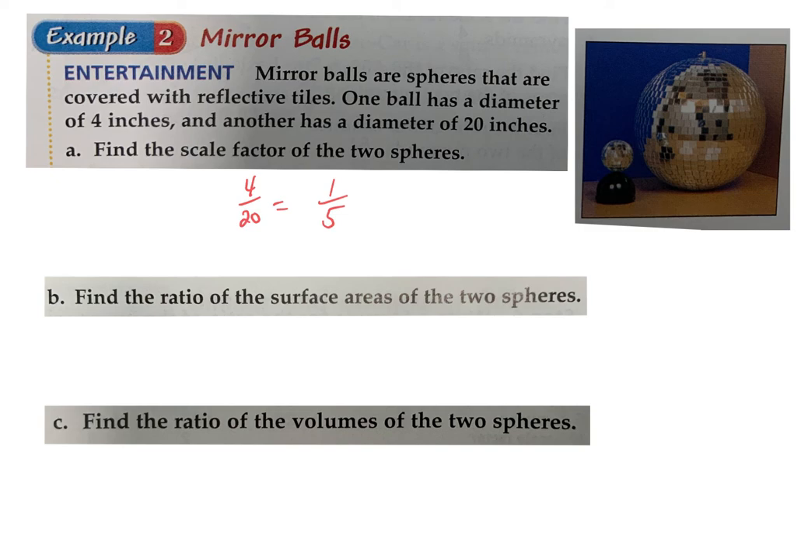Find the ratio of the surface area of the two spheres. We're going to take that ratio and just square it, so this one's going to be 1 to 25. And then it says find the ratio of the volume. We're going to take that 1 over 5 and cube it. So 1 over 125. That would be the ratio between the surface areas and the volumes.